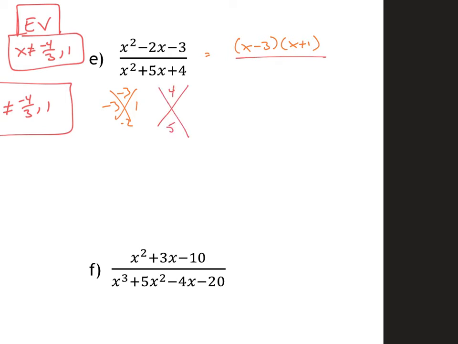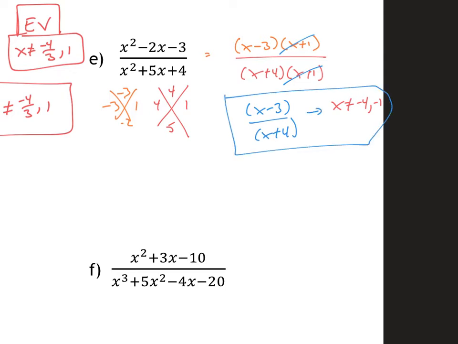What factors of 4 give you 5? 4 and 1. So x plus 4, x plus 1. So looking here, I know that x cannot equal negative 4 or negative 1, just the denominator. Now I can simplify. So these are going to cancel. So my answer here is going to be x minus 3 over x plus 4, where x cannot equal negative 4 or negative 1. Cool?